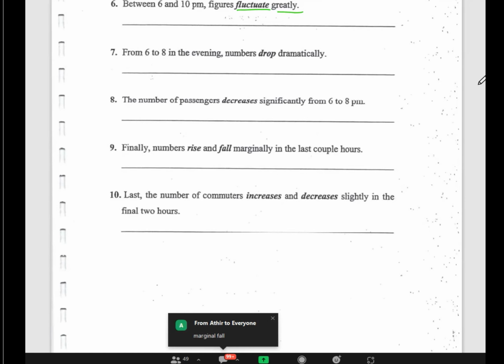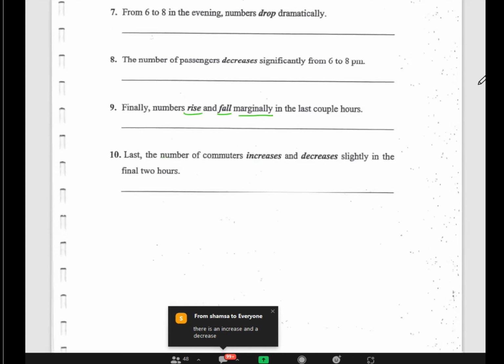There is a marginal rise and fall, both. Because here it says numbers rise and fall marginally. So there are 2 nouns. There should be 2 nouns. There is a marginal rise and fall. And the last one, there is a slight increase and decrease. Very good.